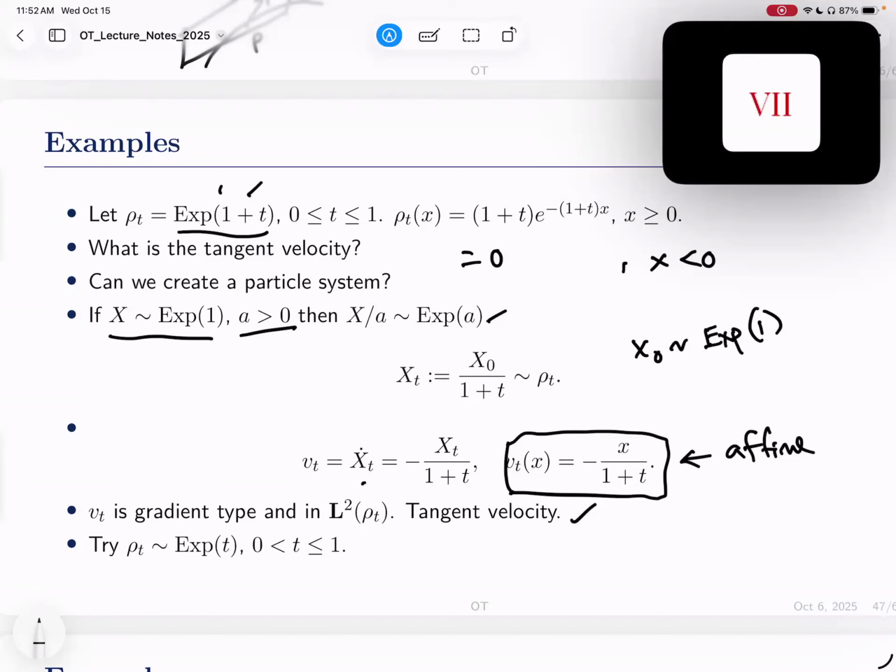Cool? All right, okay. I want you to think... May I ask a question? Yes, please go ahead. So the tangent space here is the closure of gradient types. Closure of gradients of smooth compactly supported functions, but the closure is with respect to the measure where you are computing the tangent space. Yes.